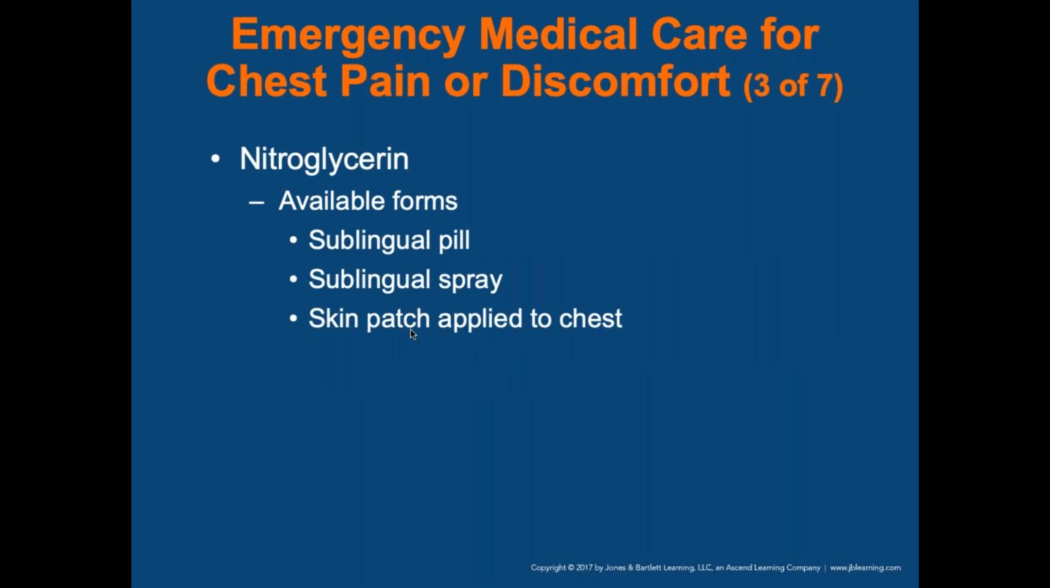Nitroglycerin's available forms are a sublingual pill, sublingual spray, or a skin patch applied to the chest. Patients are usually going to have the sublingual pill, a lot cheaper. The spray bottles go for about $300 a pop, so patients aren't going to pay for those. They're going to get the bottles that go for like 50 cents. So that's what they're going to end up having, is tablets.